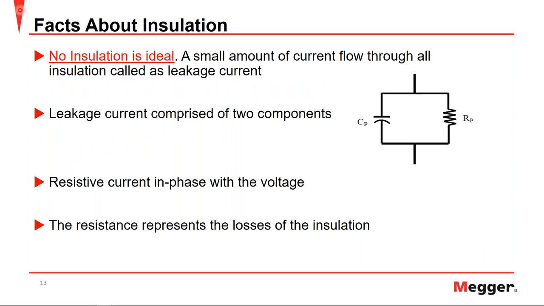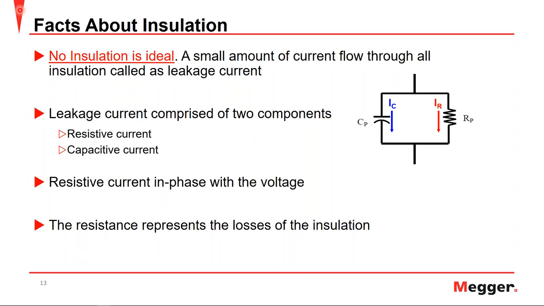Now, we know that in practical situations there is no such thing as an ideal insulation, meaning that a small amount of current is going to flow through the insulation, known as the leakage current. And leakage current is comprised of two components, the resistive current and the capacitive current. And we know that the capacitive current is 90 degrees out of phase with the voltage. The resistive current is in phase with the voltage.